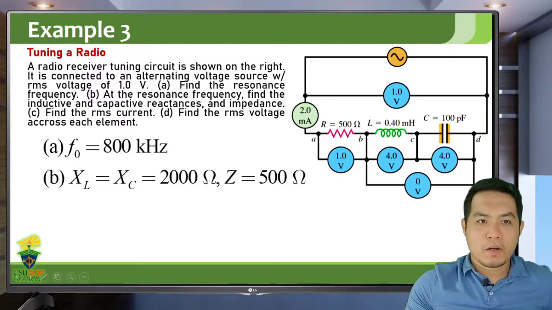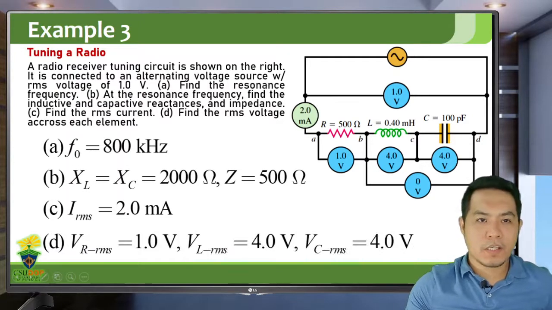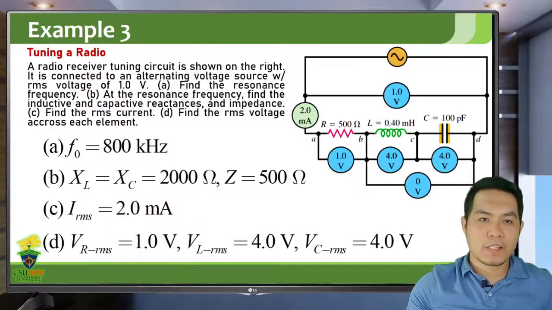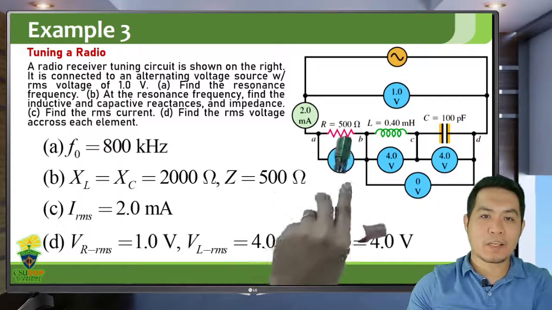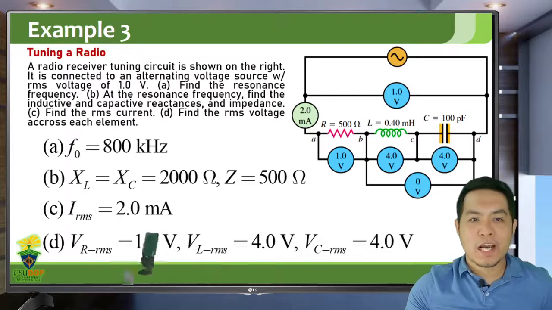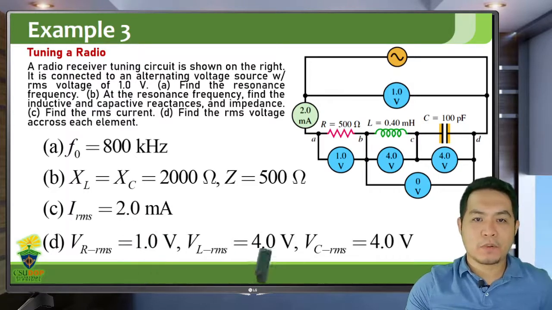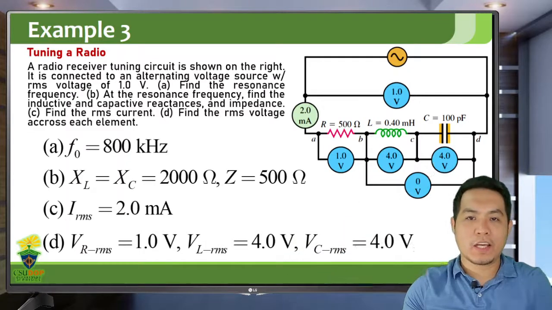As a summary of the results, this is the resonance frequency for this circuit. The reactances are both equal to 2000 ohms. The impedance is just equal to the resistance, 500 ohms. The RMS current is 2 milliamperes. And these are the voltages across each of the circuit elements.